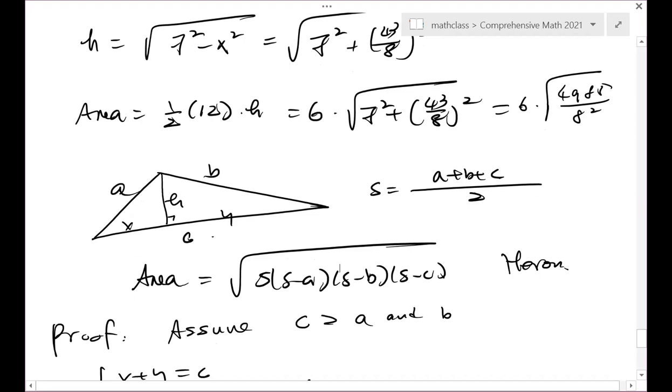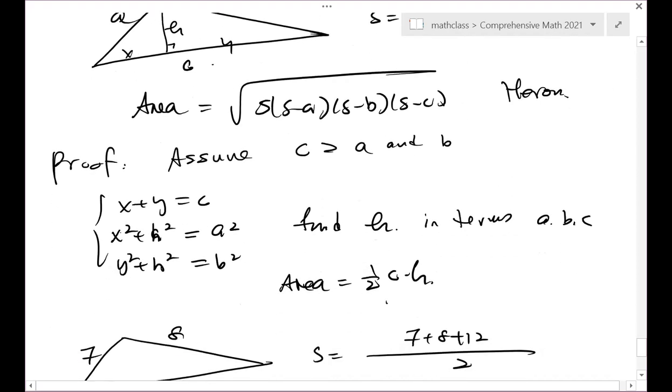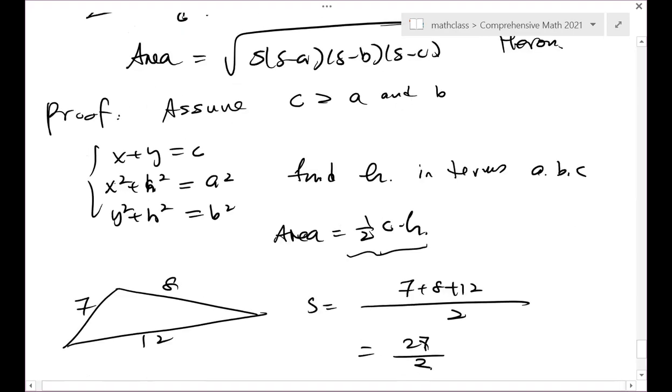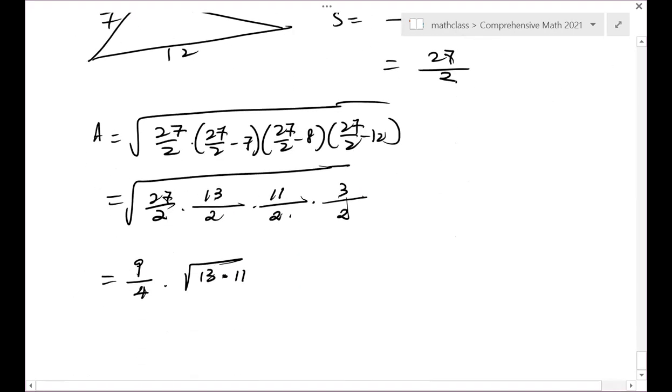And this is the idea: how did Heron get the formula? The same idea. Apply the Pythagorean theorem to both right triangles. Then you solve for h in terms of A, B, C. Then use the basic area formula. Then you have to reorganize the terms inside the radical, and finally you can express the area in this nice form: square root of S times (S minus A)(S minus B)(S minus C). Okay, let's stop here.